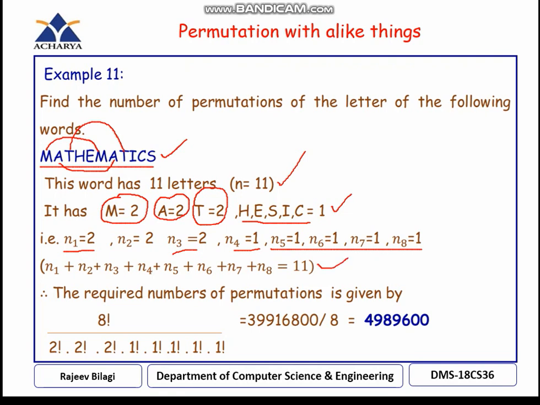So the number of permutations, given by the general formula, is n factorial divided by n1 factorial into n2 factorial up to nr factorial. If I apply it here, it is 11 factorial divided by 2 factorial, 2 factorial, 2 factorial, and the remaining are all 1 factorial each. Sorry, this is 11 factorial, so you are going to get 11 factorial divided by 8. So that is 4,989,600 is the value.